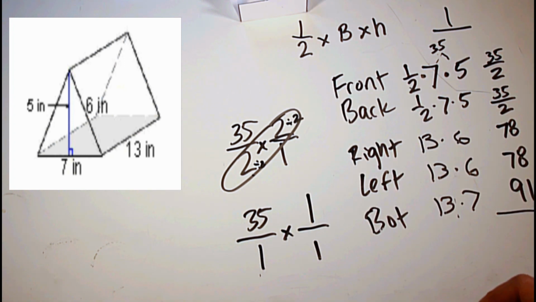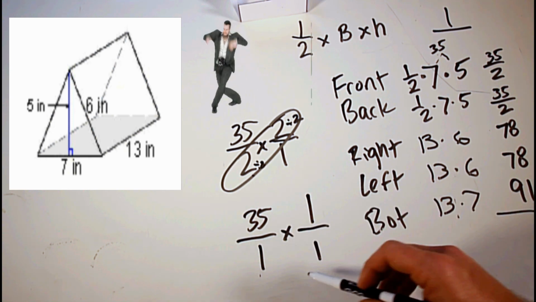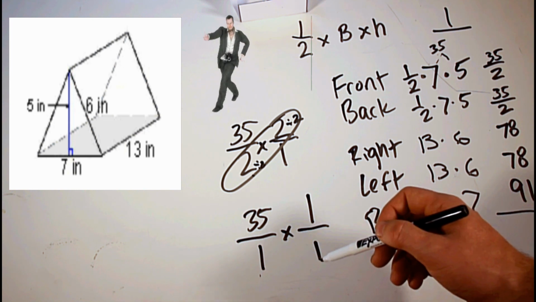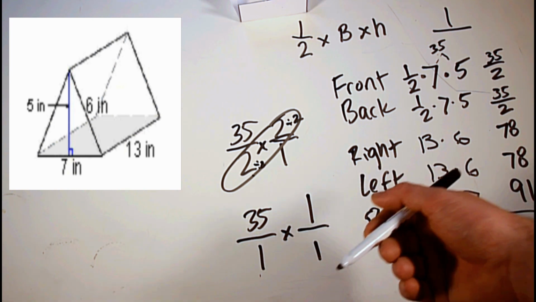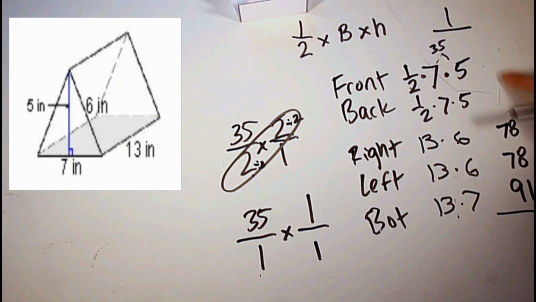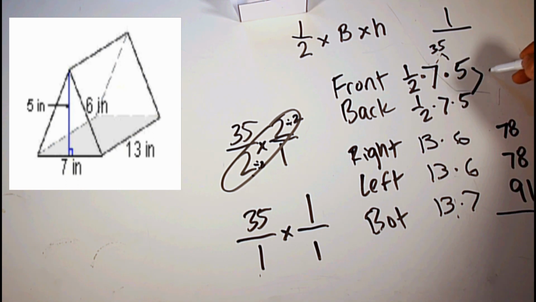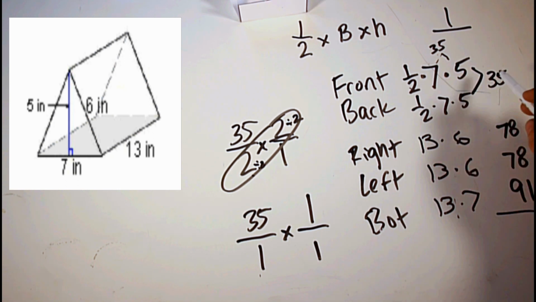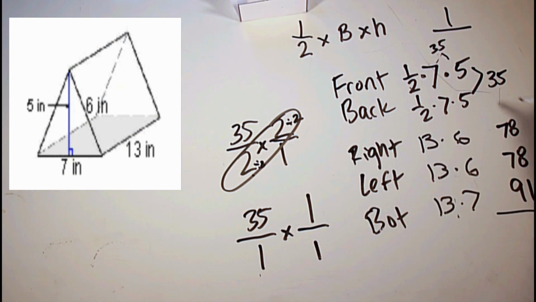So now you may notice that this is a lot easier. 35 times 1 is 35. 1 times 1 is 1. So 35 over 1 is the same thing as saying 35. So I'm going to erase these 2 real quick. And yes, I'm doing it with my finger because I can also do that. And I'm just going to write 35 because I already multiplied 35 over 2 twice. Okay, so this is actually my answer for both of these combined.